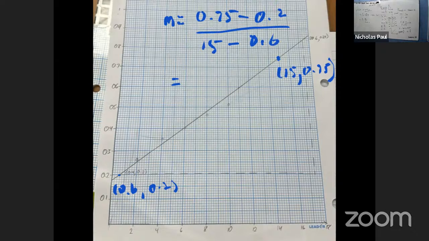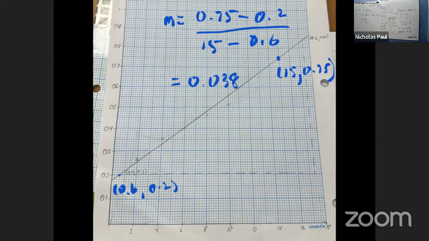0.038. It might vary slightly on your graph, but your best fit line should not go through the origin. It should cut the y-axis.